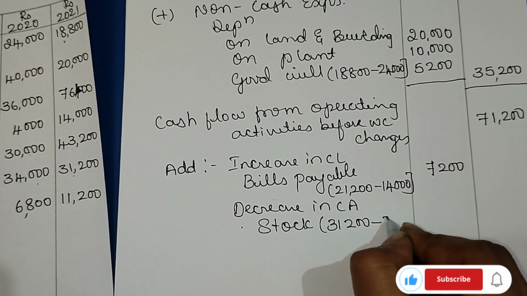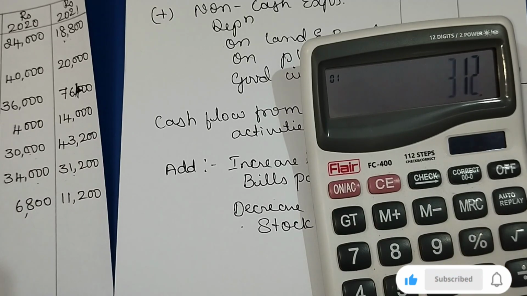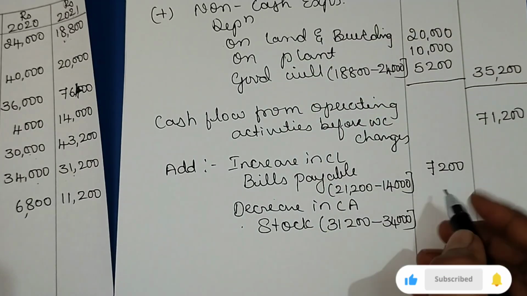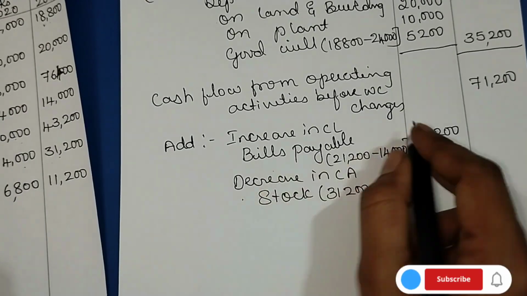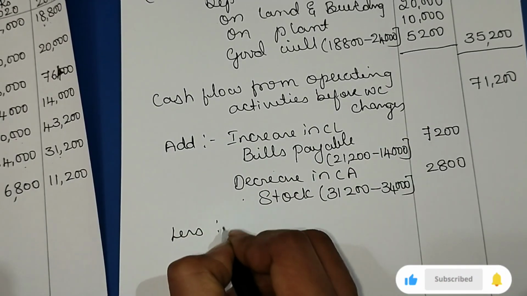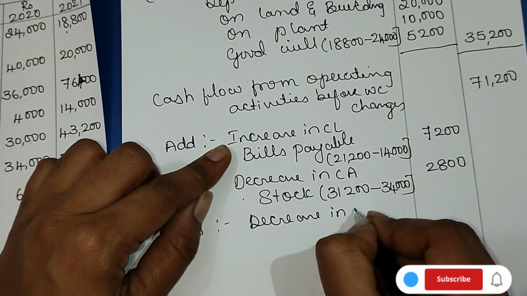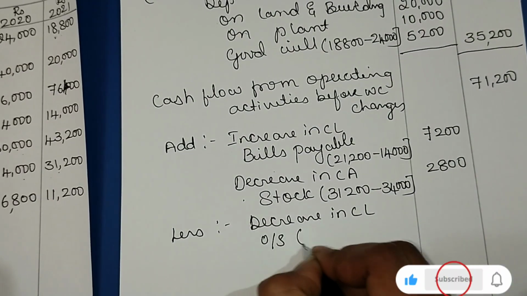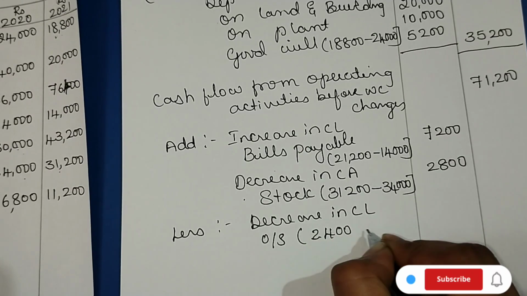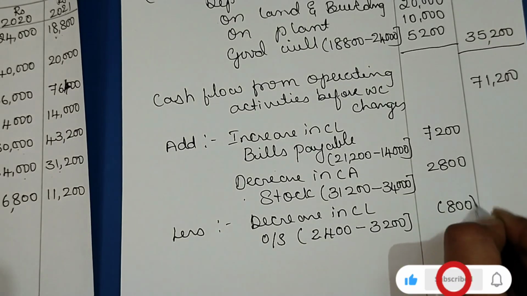Stock is 31,200 minus 34,000. 31,200 minus 34,000, 2,800. These two we are adding, less vice versa. Decrease in current liability. How much? Outstanding expenses has decreased. 2,400 minus 3,200. The decrease amount is 800, right?